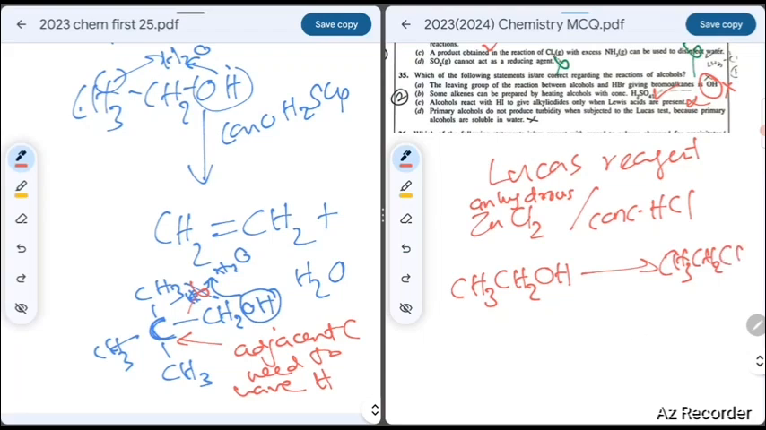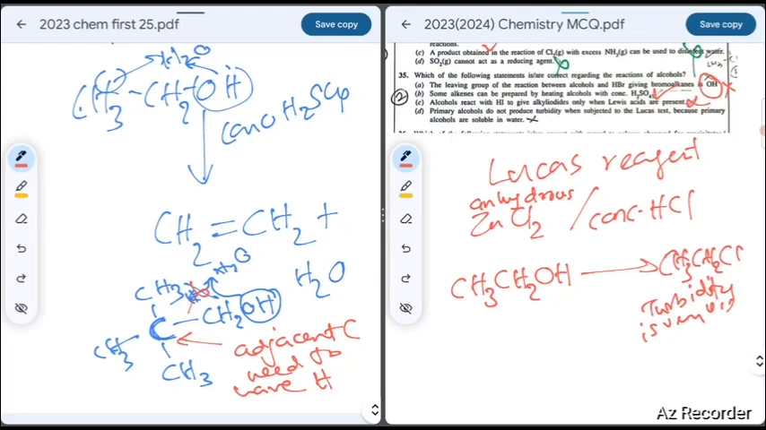This takes so much time to occur, and the turbidity is very less. Why? Because only a small amount of alkyl halides are formed. Therefore, we see less turbidity there. Now, let's see what the statement says.